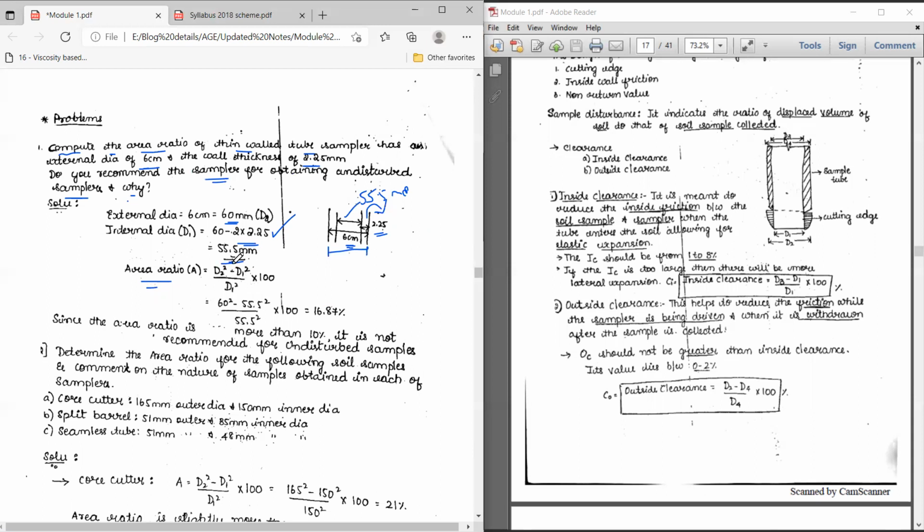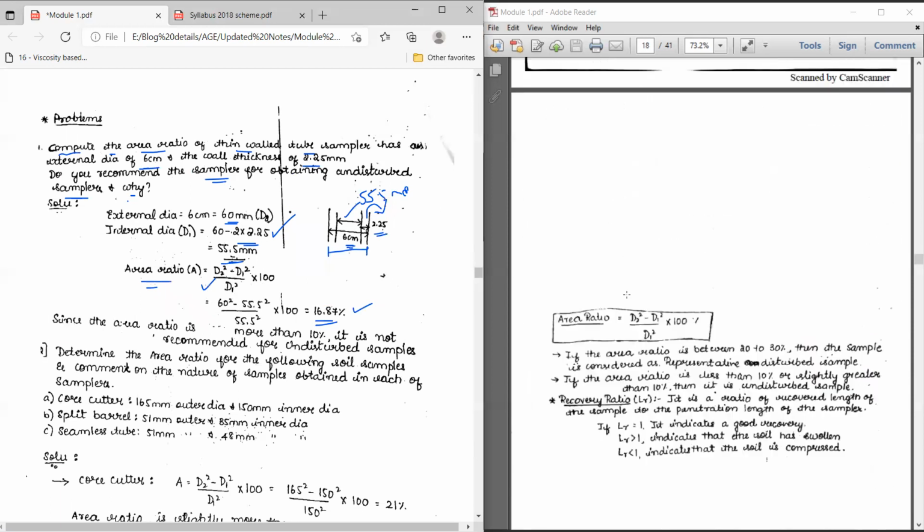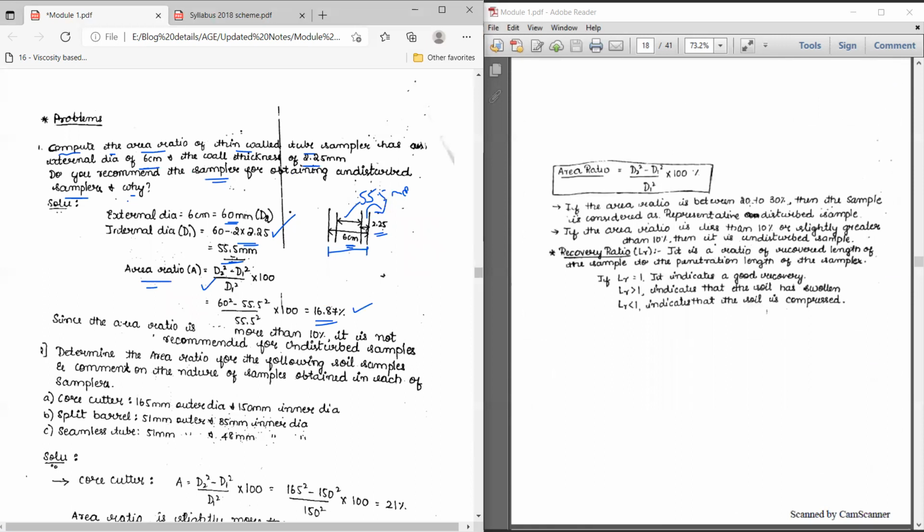You know the D2 value is 60 mm and the D1 value is 55.5. So you just substitute those values and check what the area ratio is. Here the value is 16.87%. And we know that in the area ratio, if the value is between 20 to 30%, then we can say it is a representative sample. If it is less than 20%, then we can say it is a slightly disturbed sample. So here our value is 16.87%.